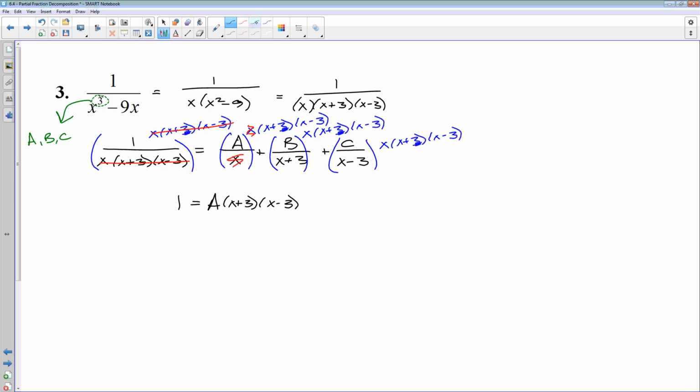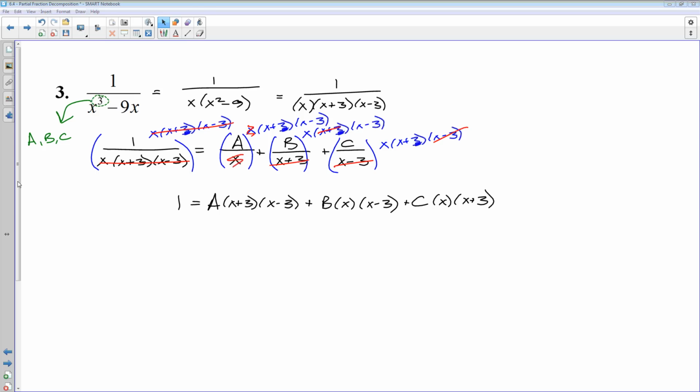My second one, the x plus 3 cancels, leaving a, x, x minus 3, or b, times x minus 3. And then my last one, the x minus 3 cancels, leaving you with c times x plus 3. And now one by one, I'm going to start plugging in whatever gives me a 0. And there's the bell, so I'm going to pause and come back and finish this later.